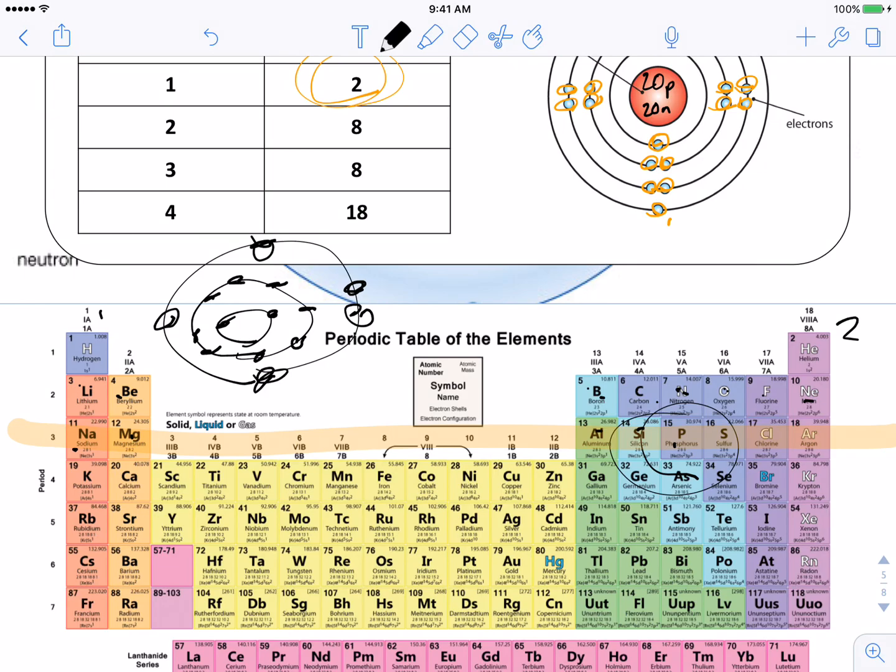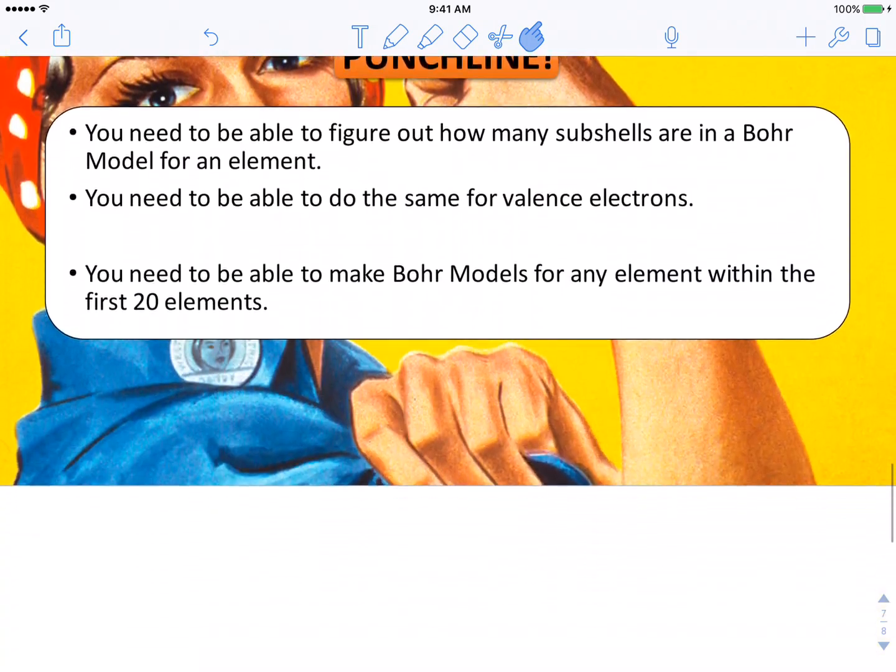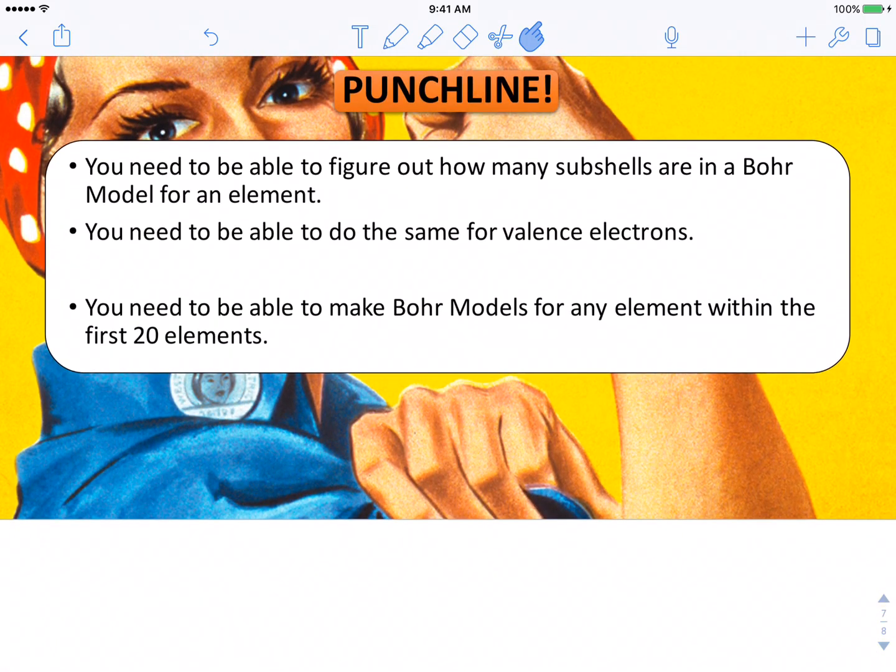And remember, we're not going to go anywhere past 20, so the rest of this, don't worry about it. In terms of Bohr models, we're going to stop at calcium. That's really all there is to it. So go ahead and get started on your practice, and email me if you have any questions.